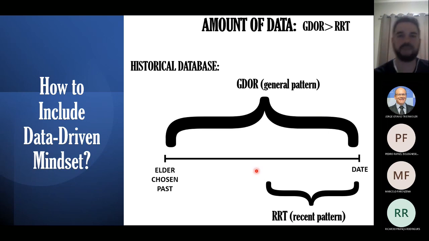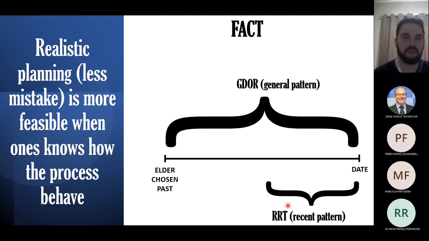And this is how we estimate our problem, okay? So it could be, for example, 2 months, 3 months. You choose what you judge is better. Okay, so realistic planning, less mistake, I mean, is more feasible when one knows how the process behaves. So this is another argument to use this data-driven concept and this data-driven mindset, okay?